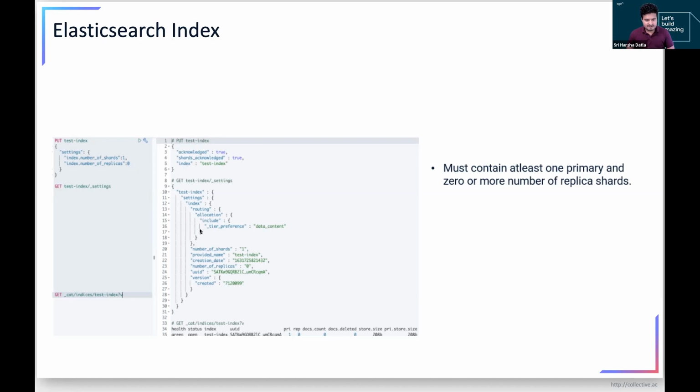So here we saw an output of the creation. I just got the settings, and I also have an output of what the health looks like, or just the index, and also the primary count 1, replica count 0, and the store size.